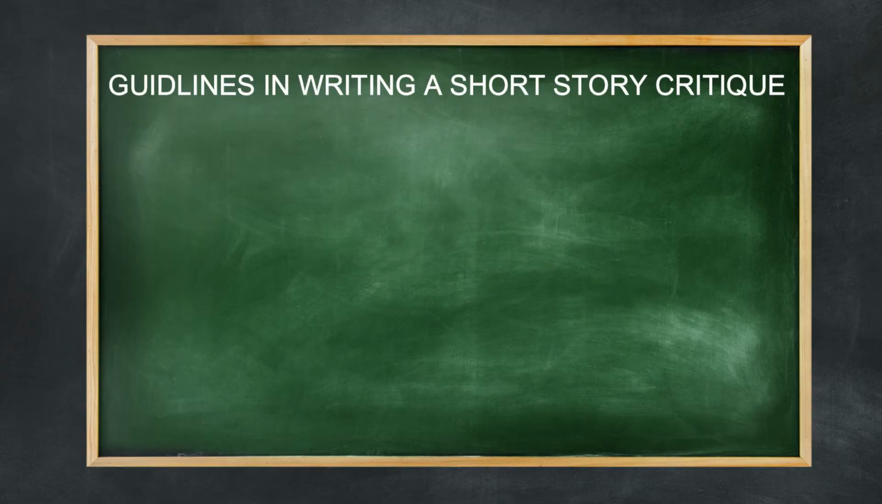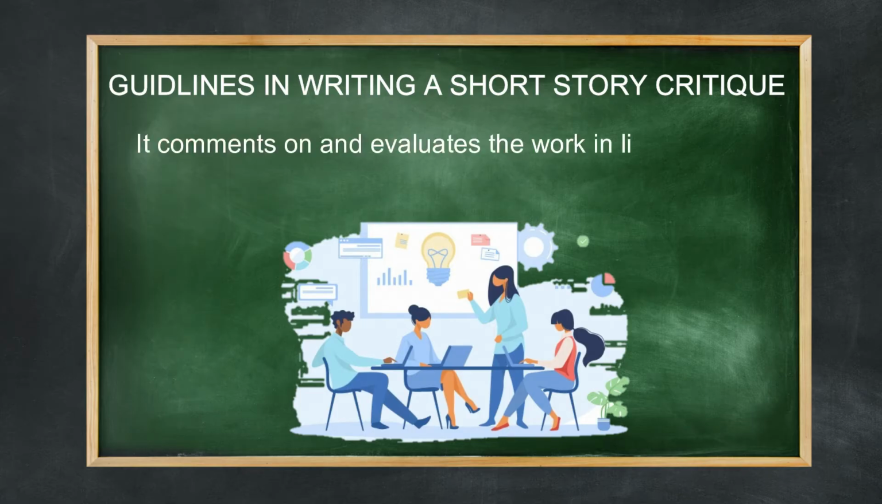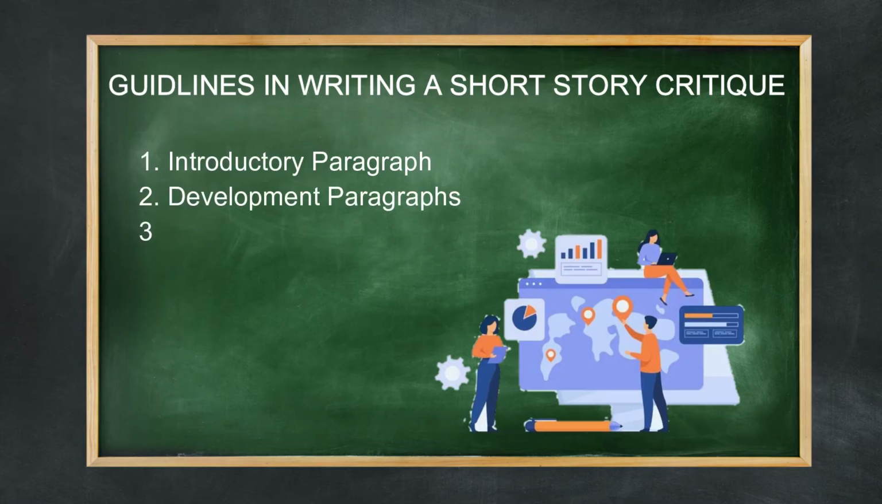Guidelines in writing a short story critique. An analytic or critical review of a book or short story is not primarily a summary. Rather, it comments on and evaluates the work in light of the specific issue and theoretical concerns in a course. A short story critique has three parts: the introductory paragraph, the development paragraphs, and the closing paragraph.